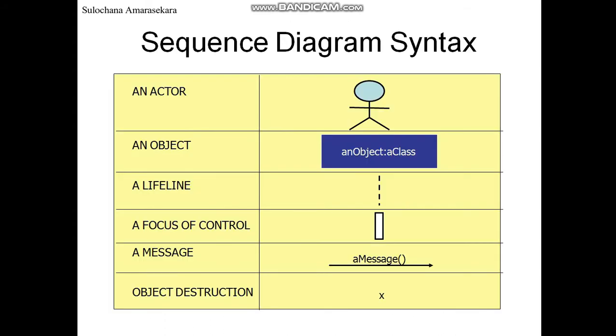Now we are going to consider the sequence diagram syntax or symbols. Here I am just denoting the symbols, and from the next slide I am going to explain each syntax in detail. Human symbol for actor, rectangle for object, dotted line for lifeline, thin rectangular box for focus of control, arrow for message, and multiplication mark for object destruction.